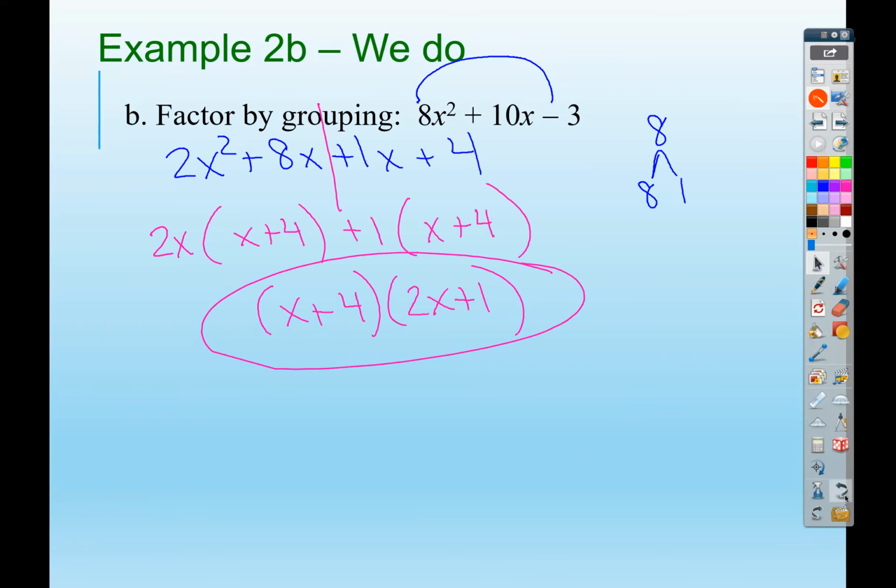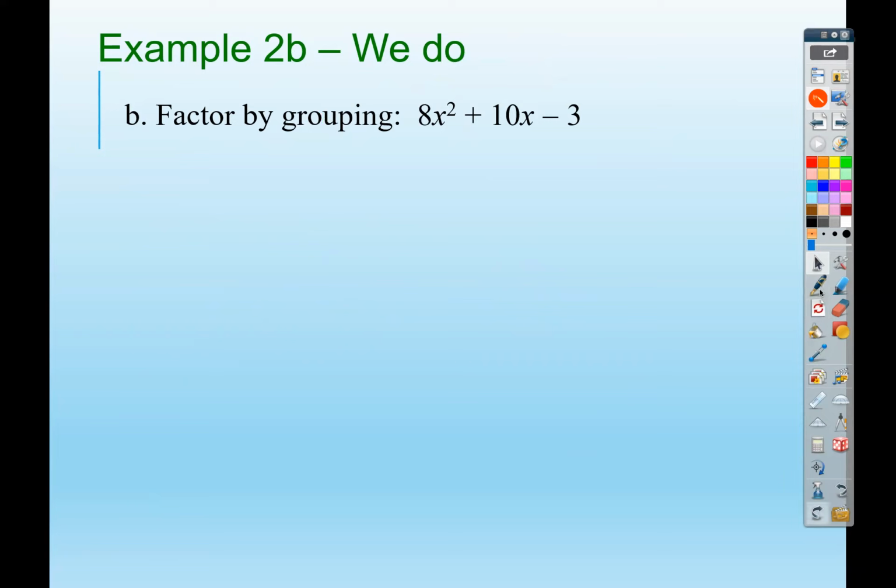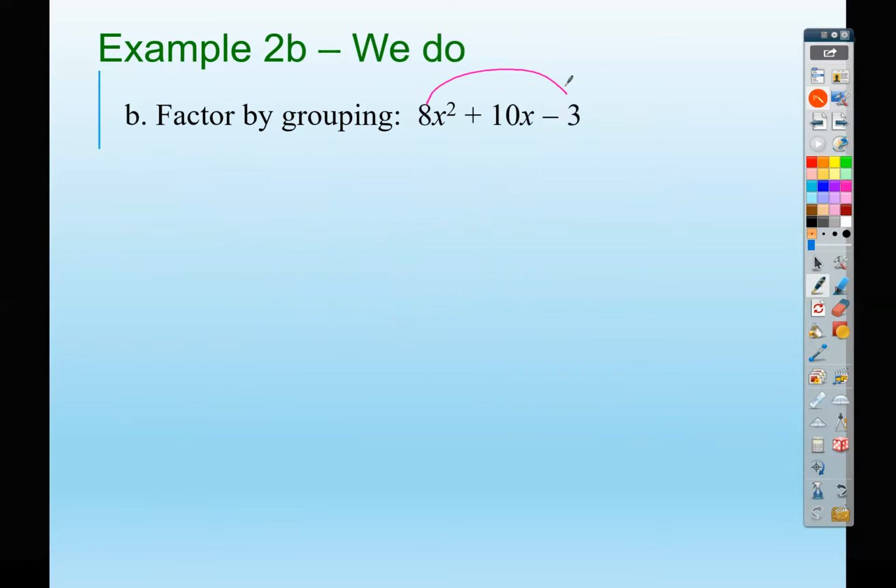That was your answer for the first one. Okay. All right, so factor by grouping. That would give us a negative 24, and we want a positive 10. So that could be a 12 and a negative 2. So I'm going to replace the 10x with a 12x minus 2x.